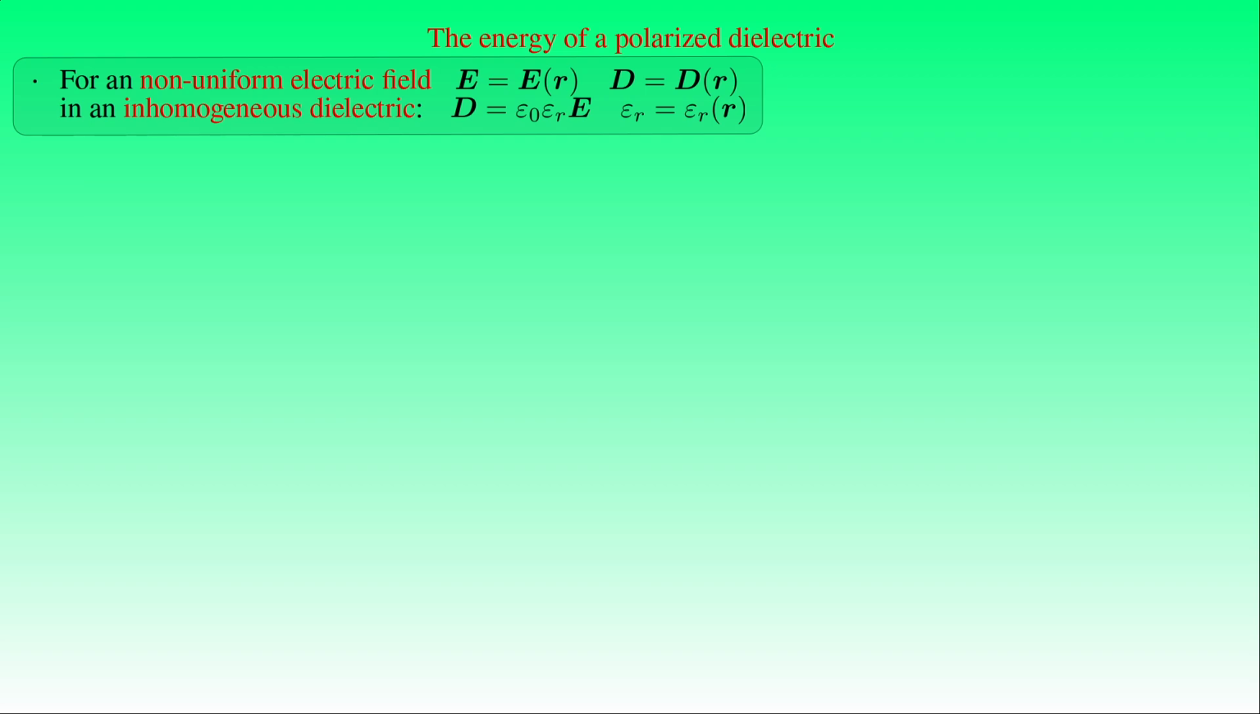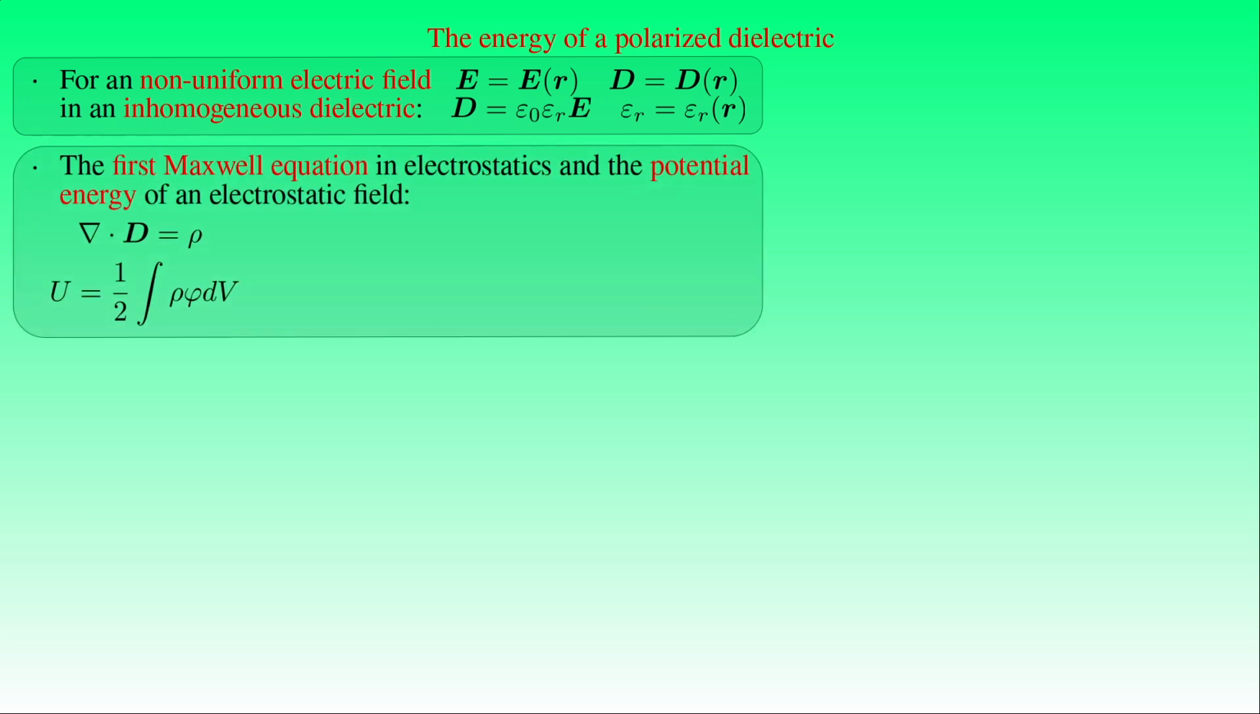In order to determine the potential energy in such a case, we start with the first Maxwell equation in electrostatics, telling us that the divergence of the displacement field D is equal to the free electric charge density ρ. We also recall that the total potential energy U of the charge distribution ρ is given by 1/2 times the volume integral of the product of the charge density ρ and the electrostatic potential φ over the whole space where the scalar fields ρ and φ do not vanish.